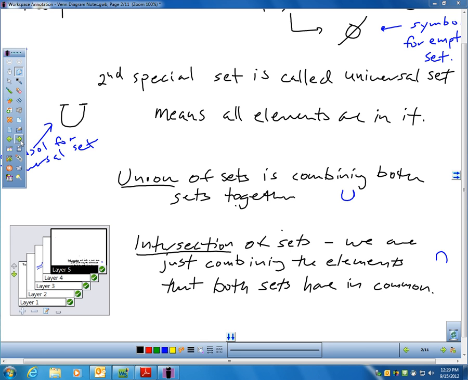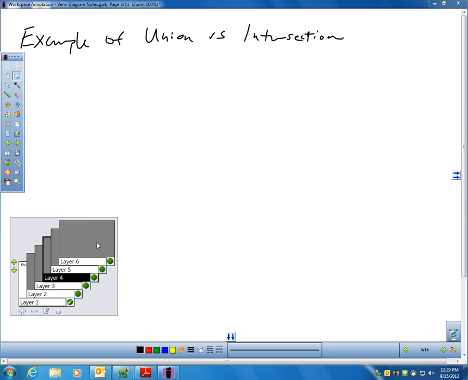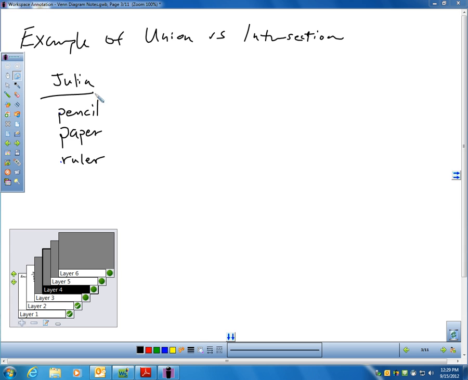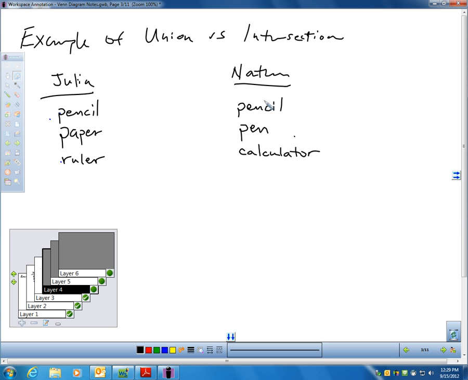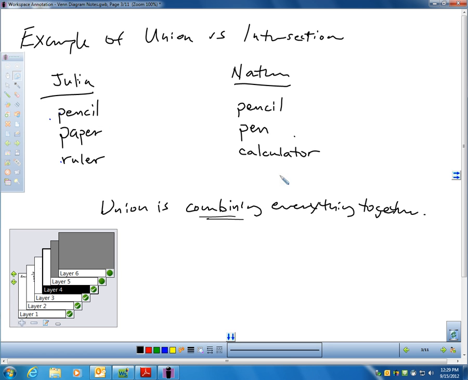So let's do that. I'll do it on my next slide here. Here's a simple example that you'll fully understand. Let's say I have a student, Julia, in my room, and Julia has pencil, paper, and ruler. That's what she brought to class. And sitting next to her is Nathan, and Nathan has a pencil, pen, and calculator with him. I tell them to put their desks together and sit together, and I ask them to take a union of the elements of their sets. Julia's elements are pencil, paper, ruler. Nathan's set of elements are pencil, pen, calculator.